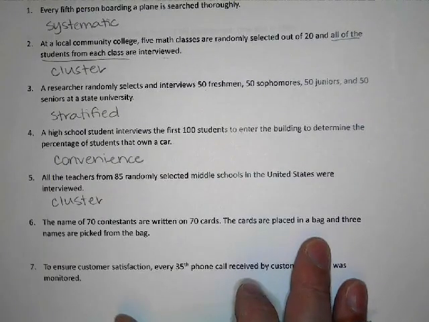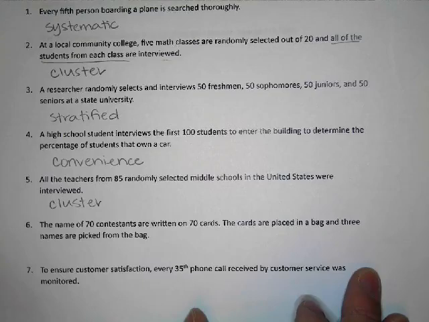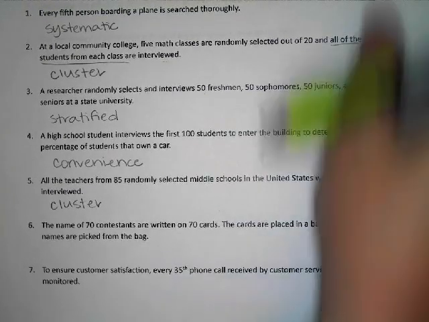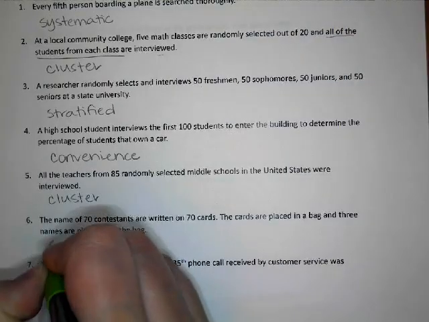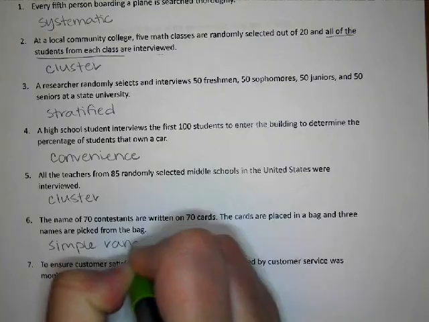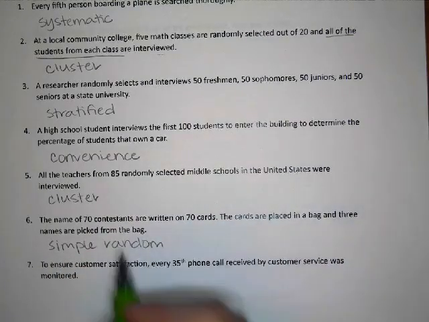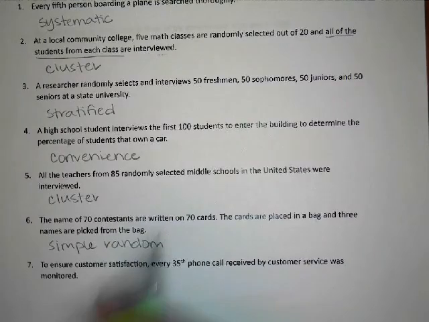The names of 70 contestants are written on 70 cards. The cards are placed in a bag and 3 names are picked from the bag. This is just a simple random sample. And remember, that one was that you have every single person in the population. So here it's just the 70 contestants, and every single person in the population has the exact same probability of being selected.